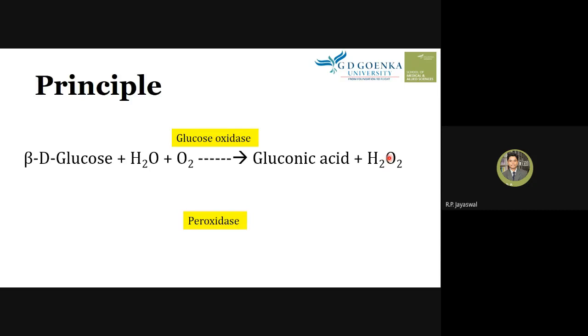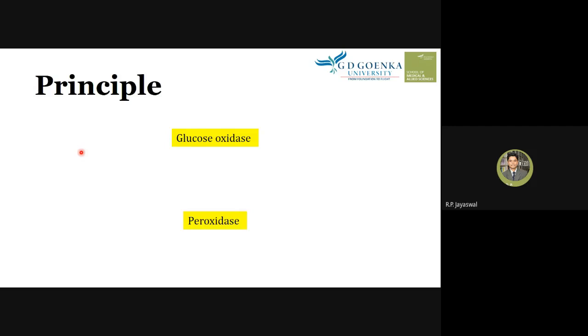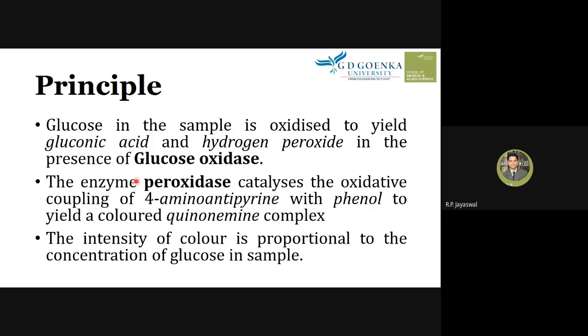Hydrogen peroxide is produced here, and after that the hydrogen peroxide reacts with phenol and 4-aminoantipyrine, catalyzed by the enzyme peroxidase. So it produces a red dye and water. The color complex produced is directly proportional to the concentration of glucose in the sample. When the glucose concentration is higher, the intensity of the color produced is higher.